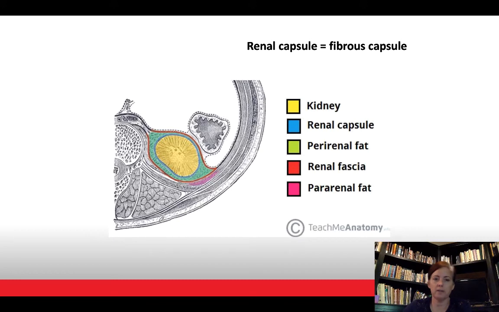So here's a transverse plane view, and I like this because this does show you those different layers. So here's the kidney here. The first layer just on the outside of the kidney itself is going to be the renal capsule or the fibrous capsule. Then in green here, we've got this fatty tissue layer that serves to protect the kidney. And then we've got the renal fascia here in red. That's dense fibrous connective tissue that's anchoring the kidney to structures around it.